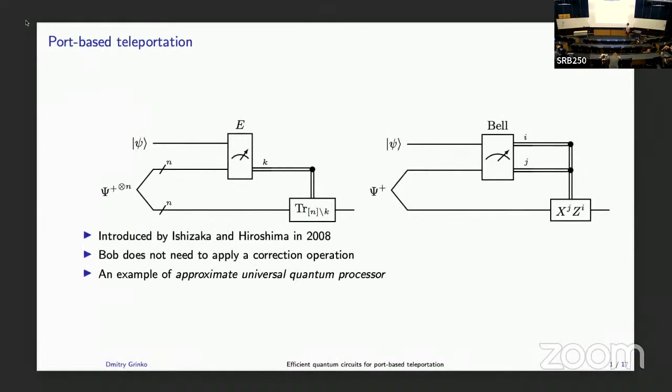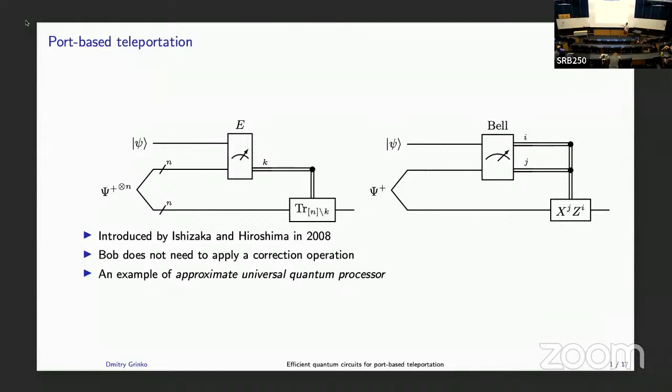Originally, in the paper by Ishizaka and Hiroshima, this was presented as an example of an approximate universal quantum processor. A quantum processor is a device which takes a description of a unitary in a quantum state and produces a channel which implements this unitary.